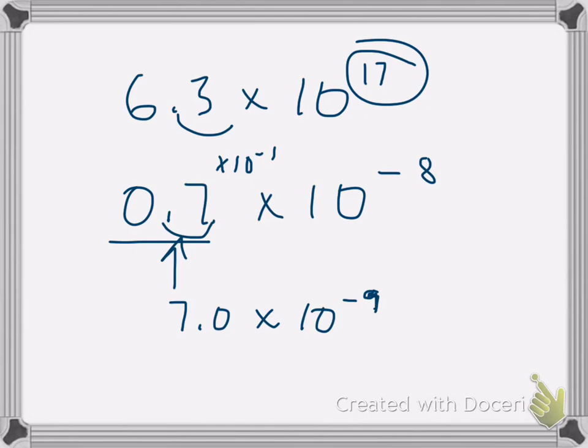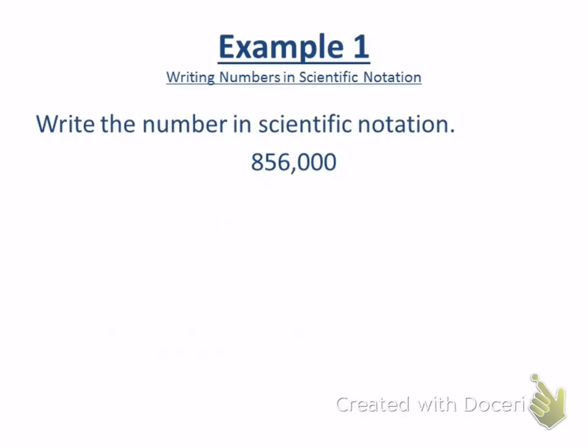Yeah, there. You add and keep the sign. Because you're multiplying, you add the exponents, right? Okay, so that's kind of big number, small number. I want you to keep that in your mind. Big number, positive exponent. Small number, negative exponent. All right? Now, write this in scientific notation.